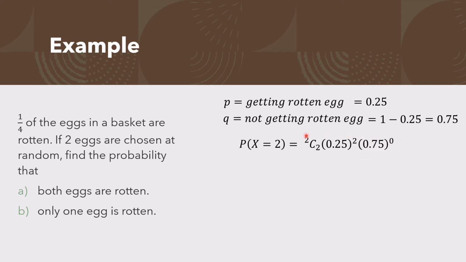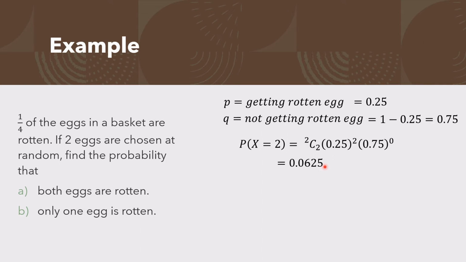So N minus R is 2 minus 2, which gives us 0. Then you calculate using your calculator, and you will get the answer 0.0625. This is the probability of both eggs being rotten.